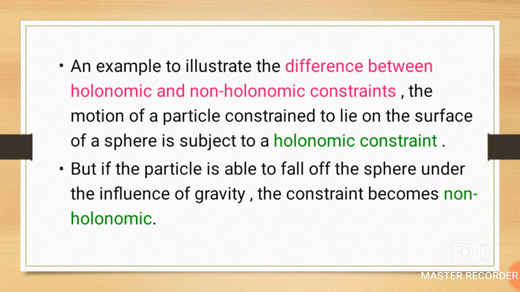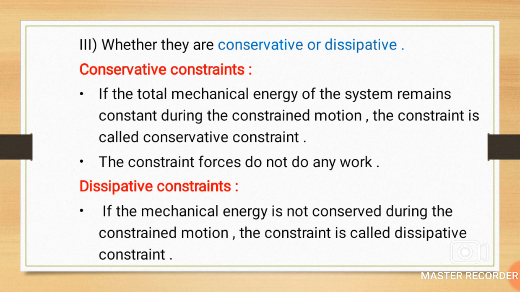So this is a common example, but with a different condition it shows a different constraint, that is holonomic and non-holonomic constraint. So this is all about the holonomic and non-holonomic constraints, which are based on whether the constraint is expressible in the form of algebraic equations or algebraic inequalities.